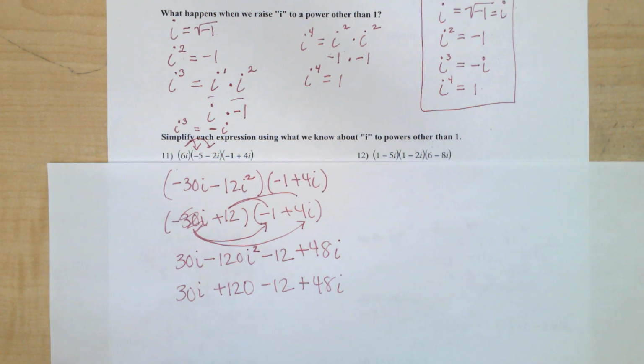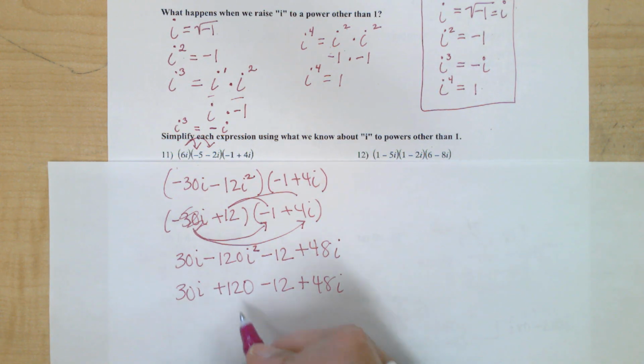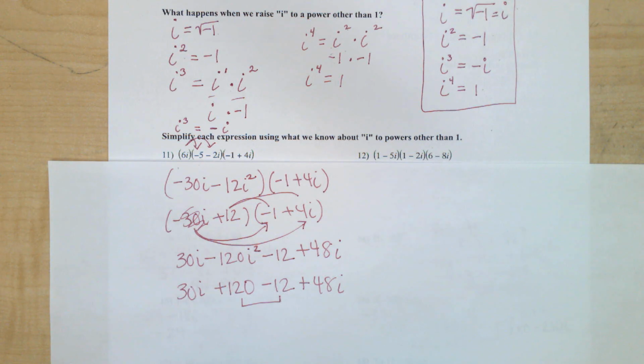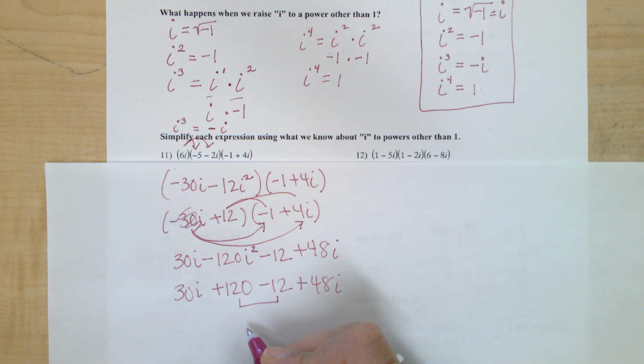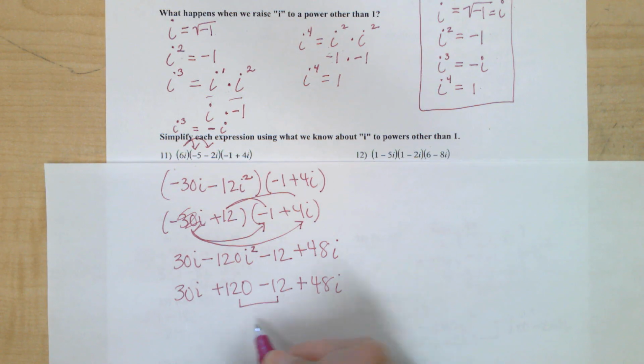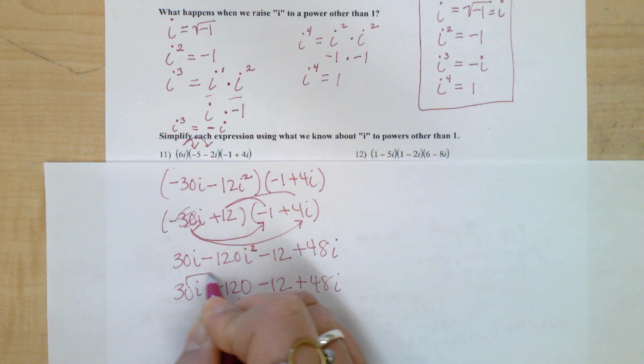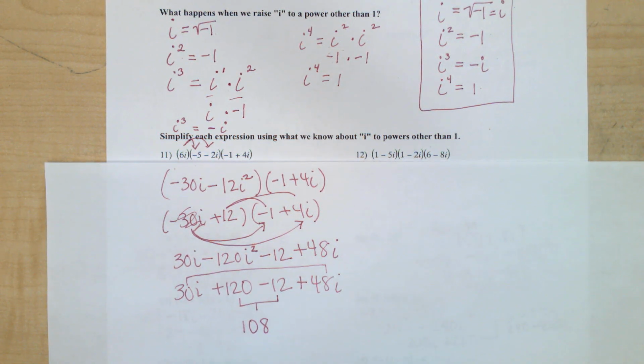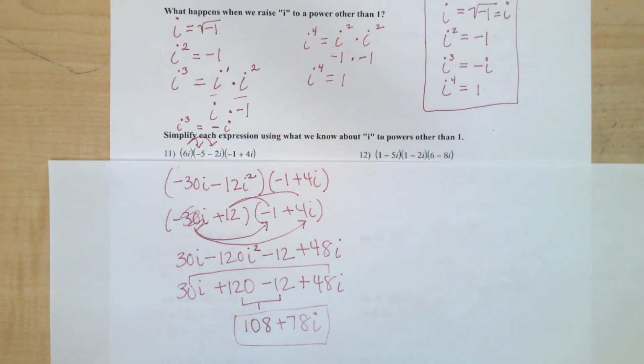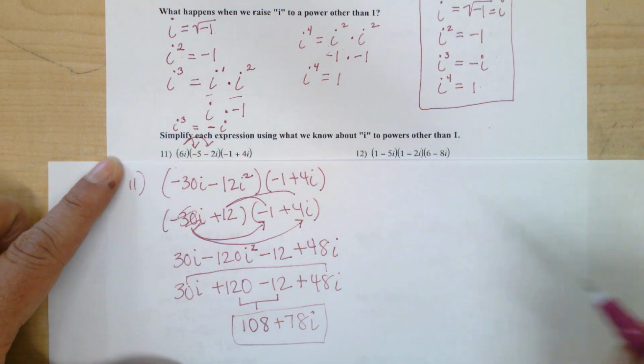We can combine some terms. So let's combine our 120 and our minus 12. Whoops, that was plus 120 minus 12. Yep, so that gives us 108. We're good there. And then let's combine our 30i and 48i, and that gives us 78i. And there we have our answer. Okay, and this was number 11.